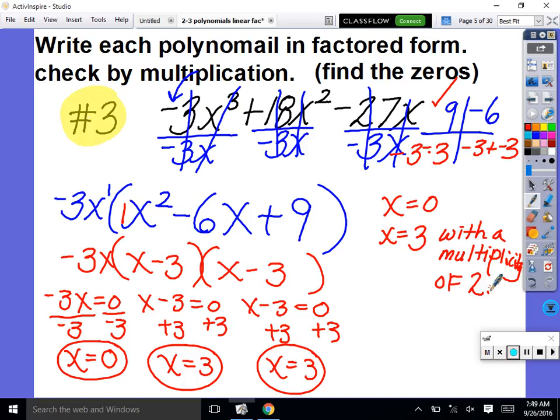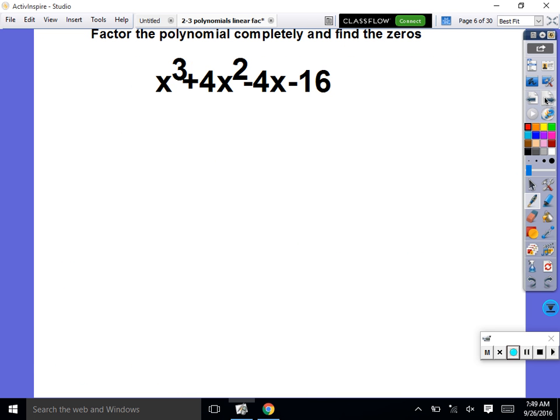So if we got another x equals 3, we would have said with a multiplicity of 3. If we got that solution 4 times, we'd say with a multiplicity of 4. So here's our final answer. Everybody feeling good about these problems? Are we good? Okay.